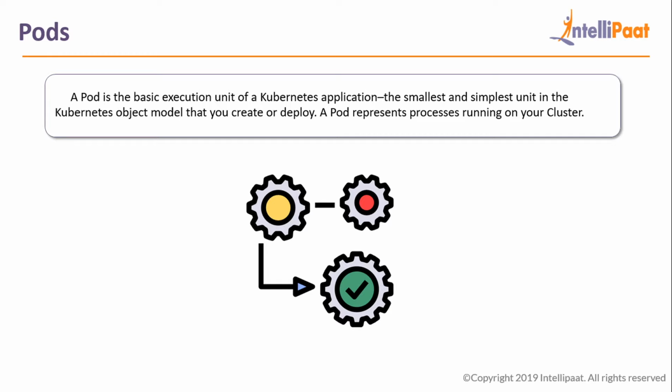So basically, a pod is the most basic execution unit of a Kubernetes application. It is the smallest and the simplest unit in the Kubernetes object model that you can create or deploy. It basically represents a process running on your cluster. That is what basically a pod is. This is the smallest element that is there, right?